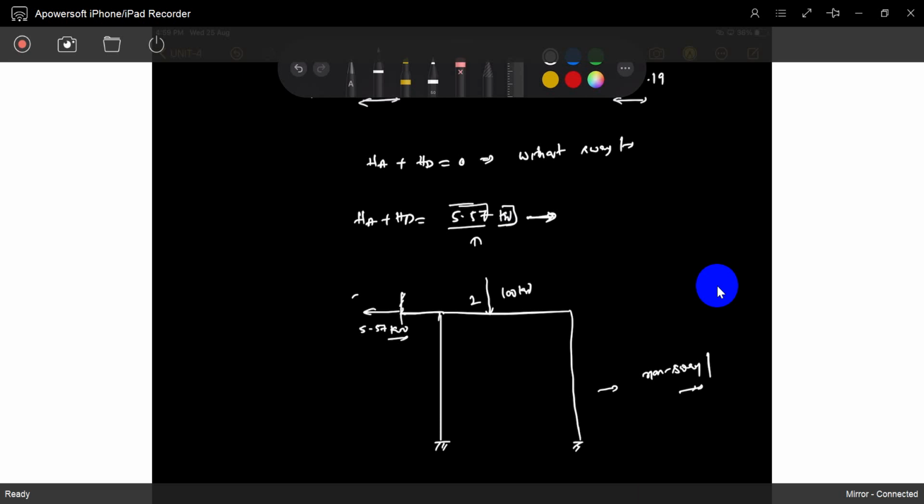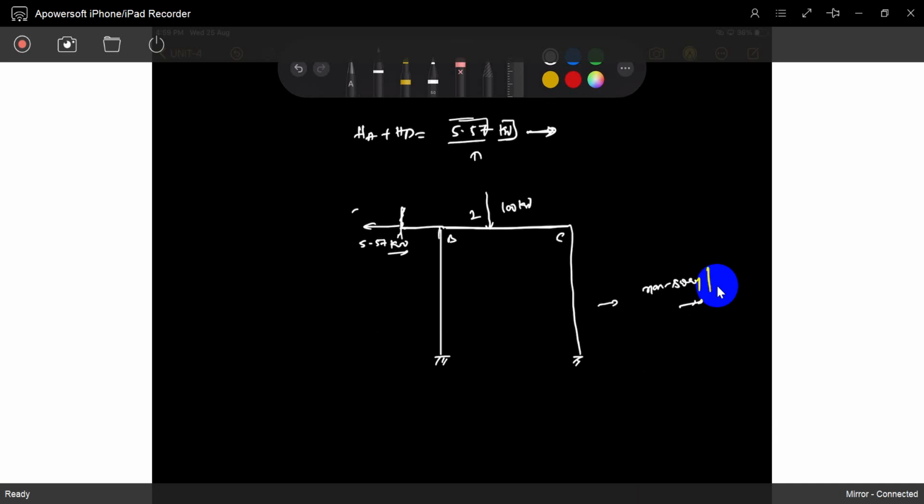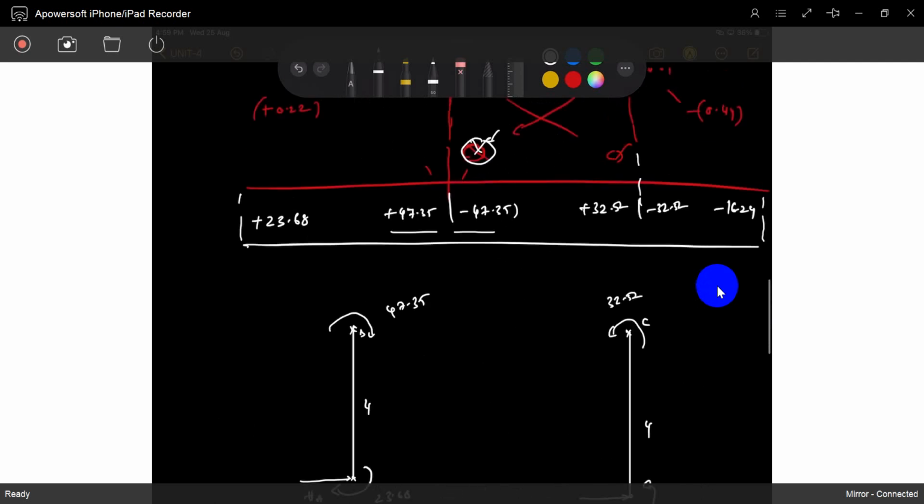If you apply it, there is no chance of BC moving further. Some support is maintaining and some reaction 5.57 is acting. Understood? So the 5.57 is in the system. This is non-sway. If the system is like this, these moments are sufficient. These moments are exactly right.